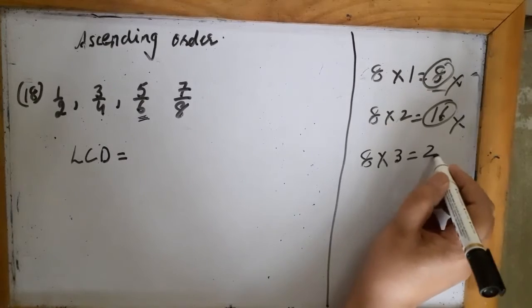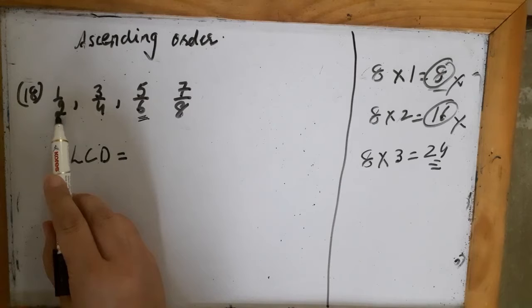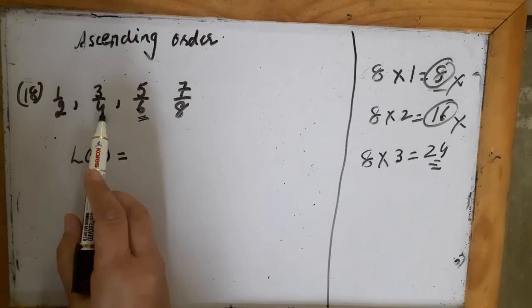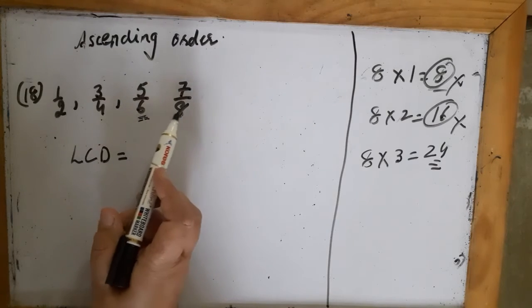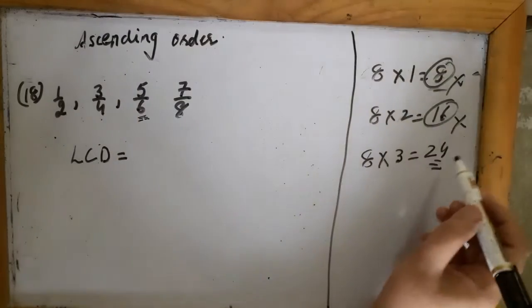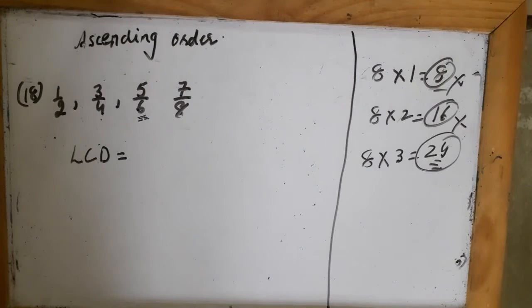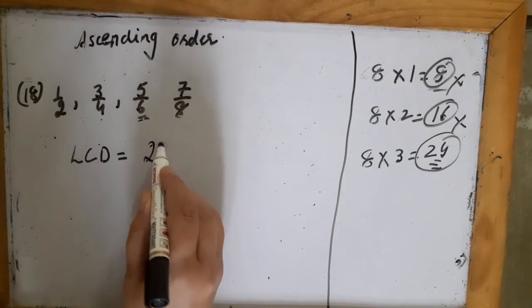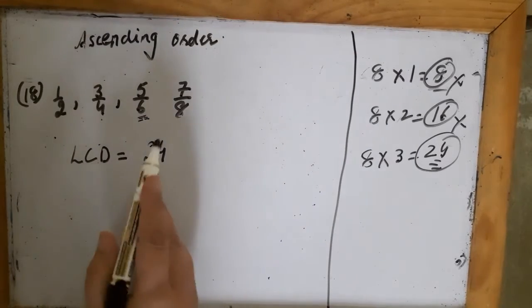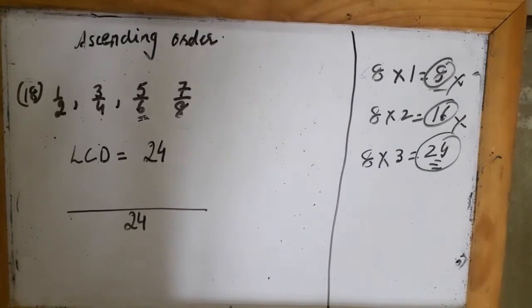Now 8 3s is 24. Do you get 24 on the table of 2? Yes. 2 12s are, 4 8s are, 4 6s are, and 6 4s are 24. And 8 3s are 24. So this 24 I can get on all these tables. So it means my least common denominator for all of them will be 24. So all these fractions will have the common denominator 24.